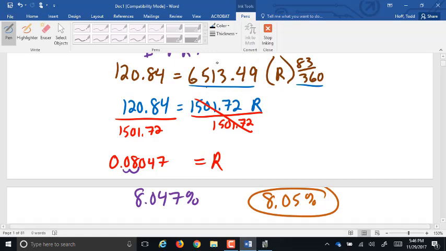So that 7.9% really is 8.05%. Any questions there?